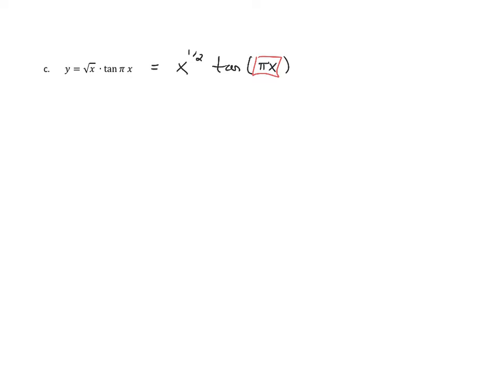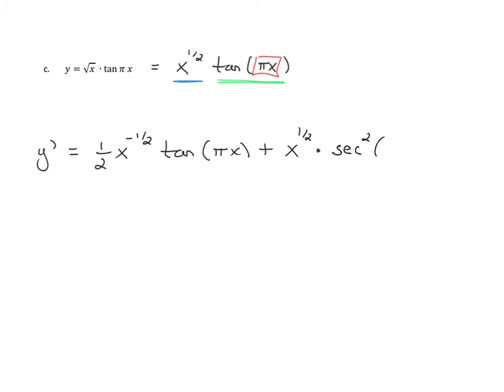So the first thing I notice is we have a product of two functions, x to the 1/2, as well as this part here. The product rule says you take the derivative of the first and then simply copy down the second. But then you add on the first times the derivative of the second. The derivative of the second is secant squared of pi x, but because that wasn't just x, it was pi x, you have to multiply by the derivative of pi x, which is pi. Here's the answer.